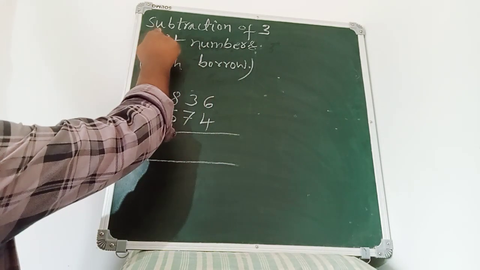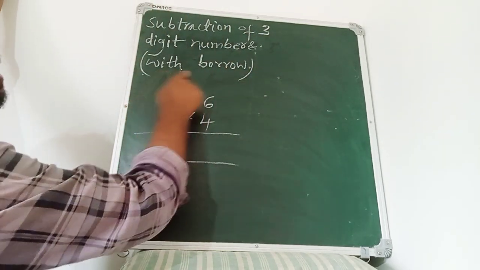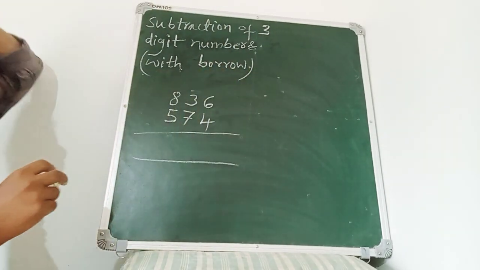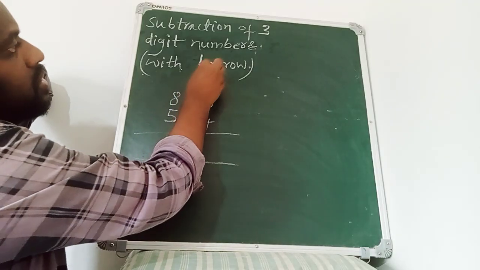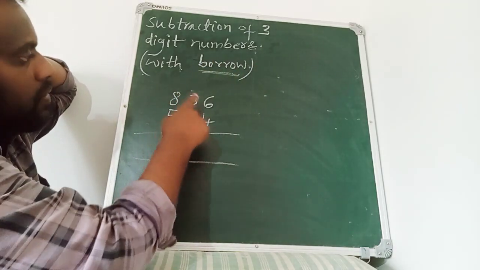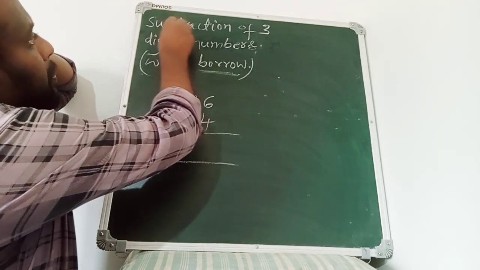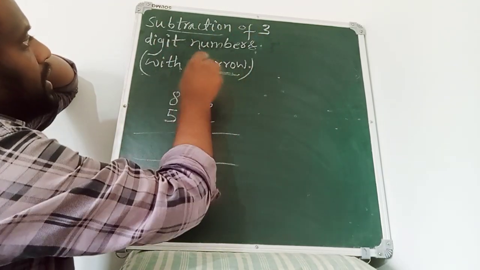Yeah, subtraction of three digit numbers with borrow. Okay, what is the borrow that you will understand while solving this problem? This is subtraction of three digit numbers.